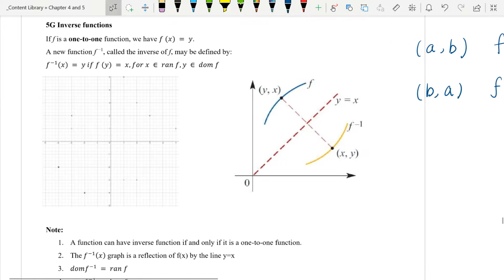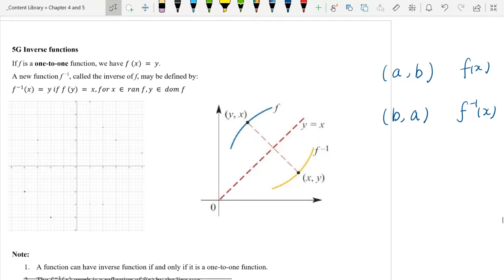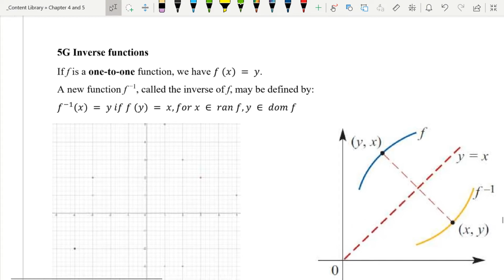So basically, what we have is a graph like this. I'll talk about the graph later. Let's talk about the initial conditions first. For an inverse function, it's still a function. Your original function is still a function. They are functions, so there's a restriction.